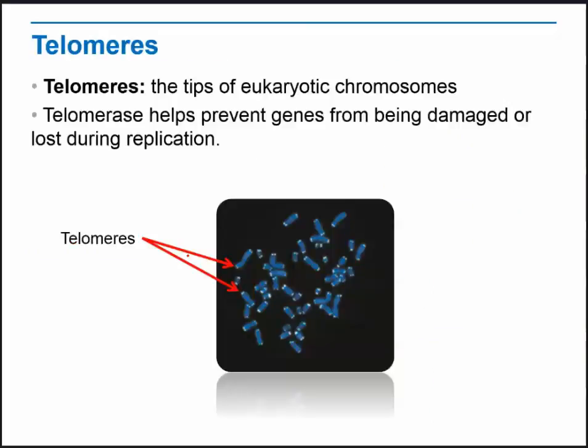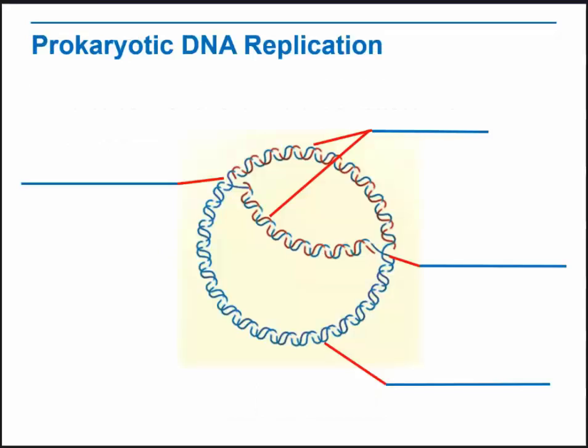Telomeres are the tips of eukaryotic chromosomes, and they are difficult to replicate. Cells use a special enzyme called telomerase to add short, repeated DNA sequences to telomeres as chromosomes are replicated. The micrograph here shows human chromosomes in blue, and the tips are stained in white. Those are the telomeres. Unlike eukaryotic DNA, the DNA of prokaryotic organisms exists as a single loop.